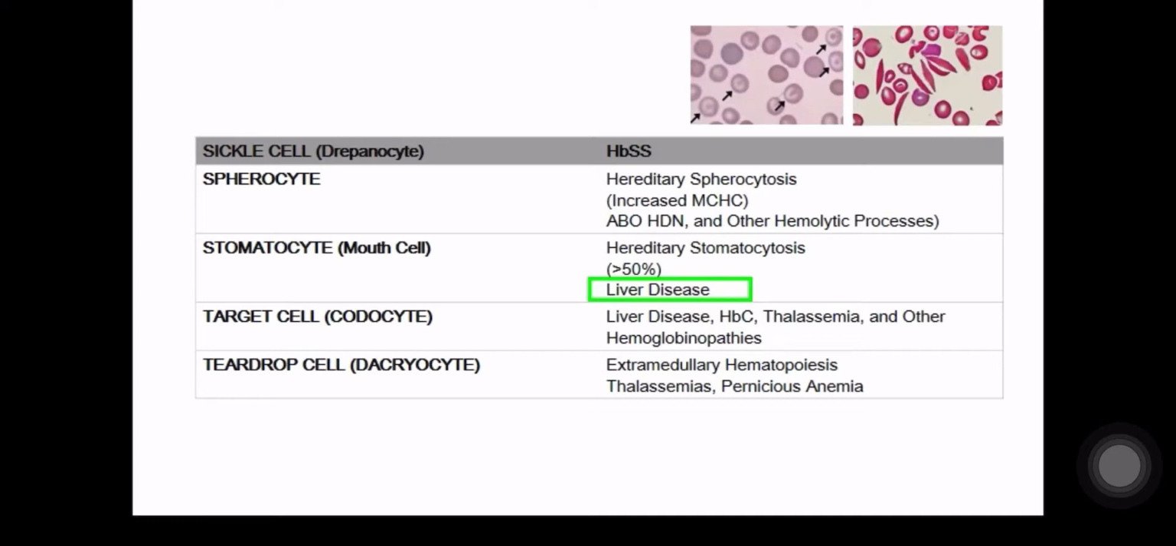Now, for target cell or codocyte, again, it can be seen in liver disease, thalassemia, and other hemoglobinopathies. And lastly, we have teardrop cell or dacryocyte, which can be seen in extramedullary hematopoiesis and thalassemias.